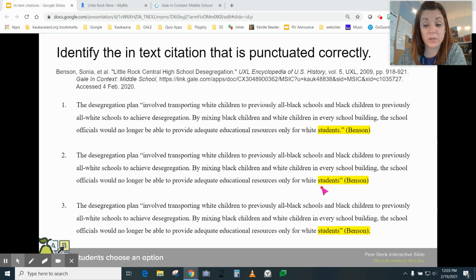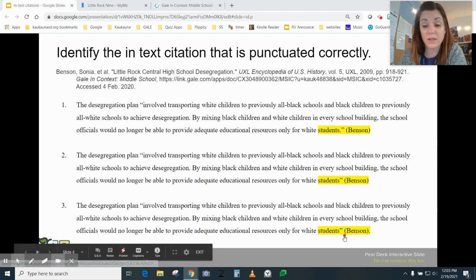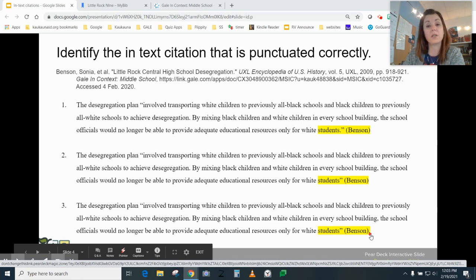Is example number 2 right? Where you have your direct quote, the end of the direct quote is here, parentheses Benson, parentheses, or is the third one correct? You have the end of your direct quote, parentheses Benson, parentheses, period. So of those 3, which one is correct? 1, 2, or 3?